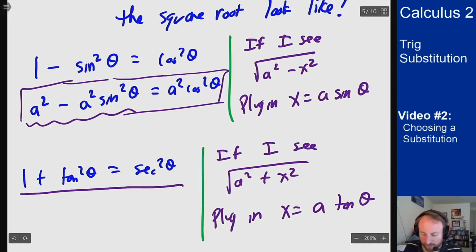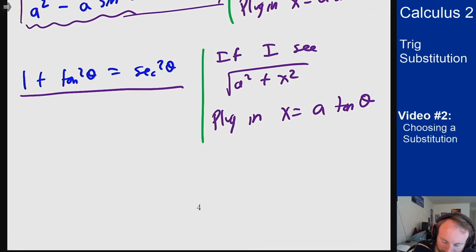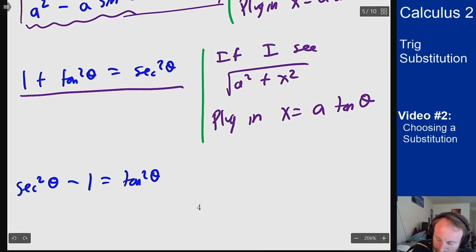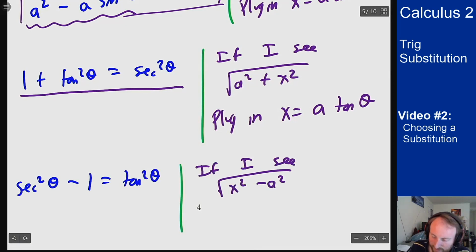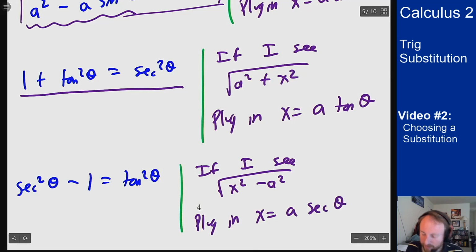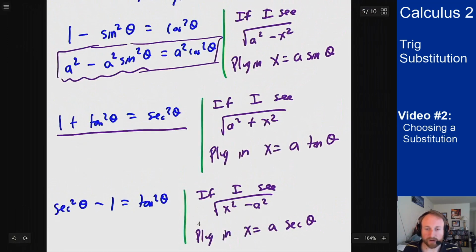And for the final one, since we know that secant squared of theta minus 1 equals tan squared theta, if we see root x squared minus a squared, so the opposite of the sine one, I want to plug in x equals a secant theta by the exact same logic. Plug that in, things cancel out, I get down to a perfect square under the square root, and the square roots go away. We're always going to get rid of the square roots. So these are your three main indicators of when you're going to want to apply trigonometric substitution.